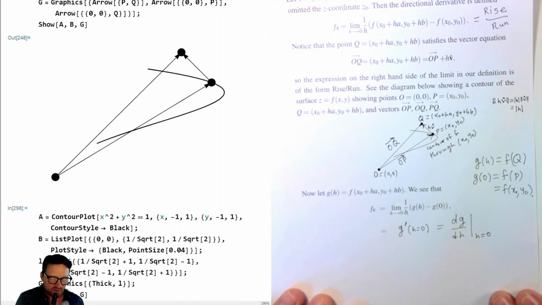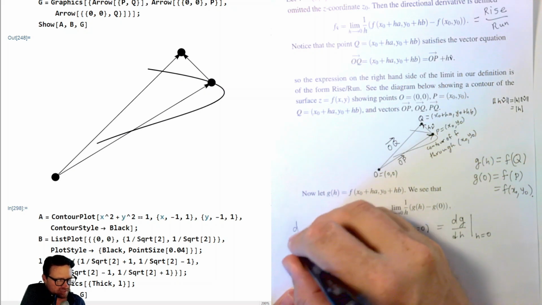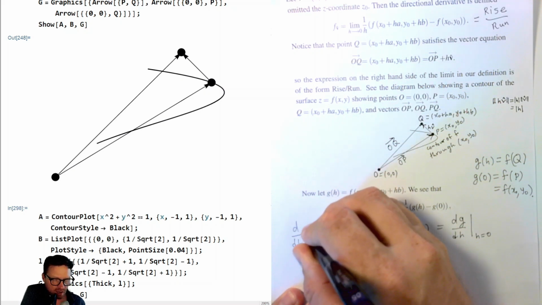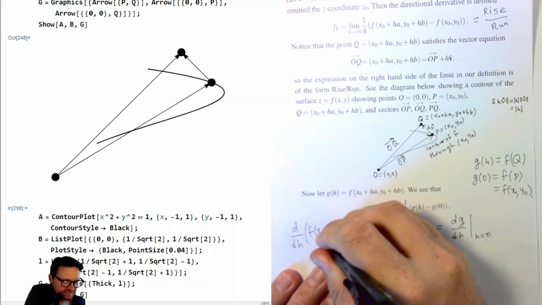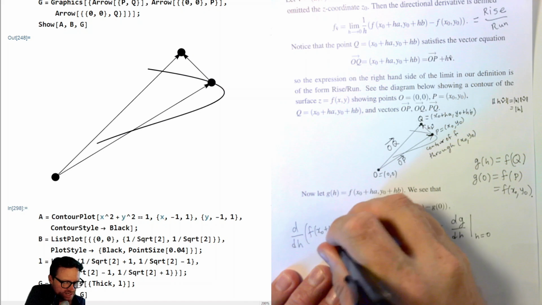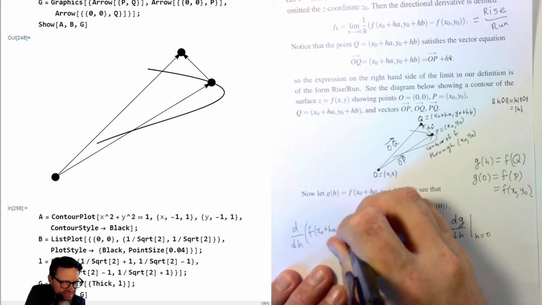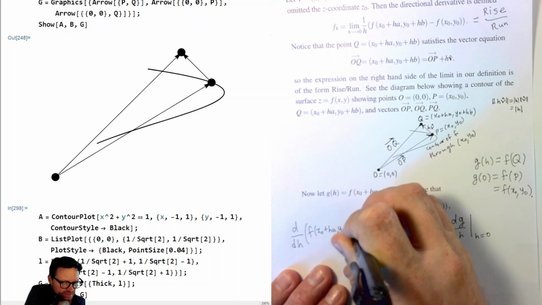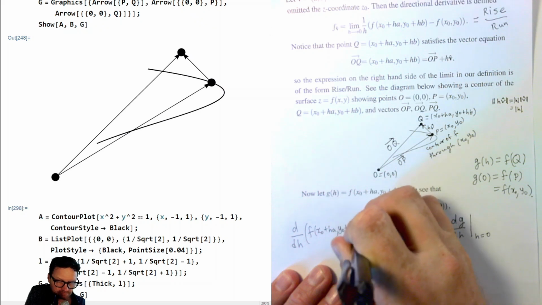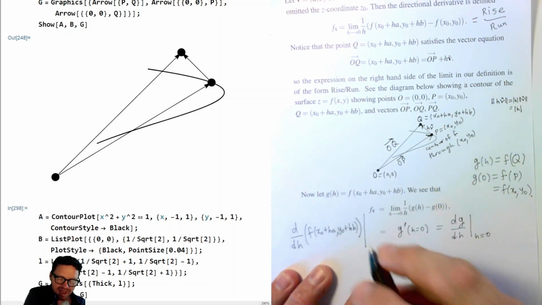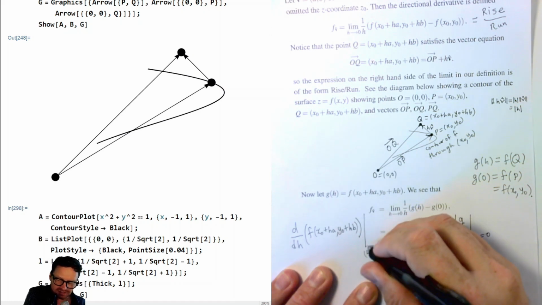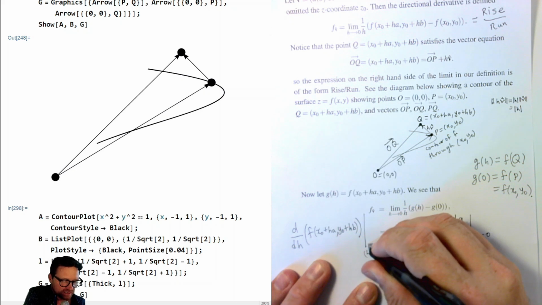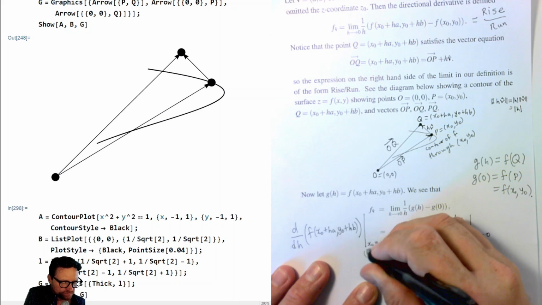Okay, now another point of view on this is that we have the derivative with respect to h of f of x0 plus ha, comma, y0 plus hb, evaluated at h equals 0, which equivalently is evaluated at x0, y0.